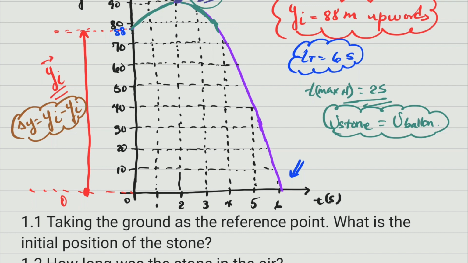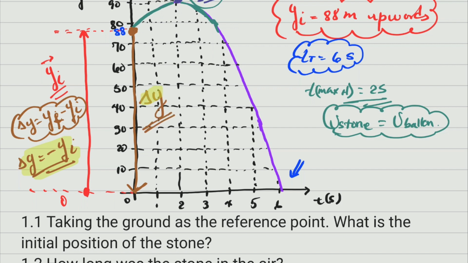The initial position is 88, the final position will be 0. So now here, because the final position is equal to 0, the displacement will be equal to minus initial position. This is a little bit tricky. So even though the initial position is upward, the displacement is going to be from the point you're starting to the final point. This one here that I am drawing now with this other color, this one is the displacement.